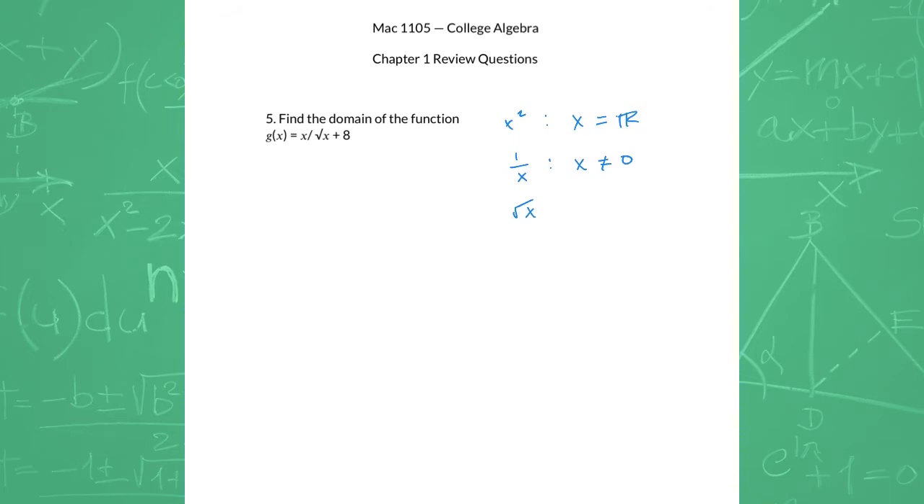Now for the square root of x, the domain is all real non-negative numbers. X must be greater than or equal to 0 because we cannot have a negative number for the radicand of a square root.